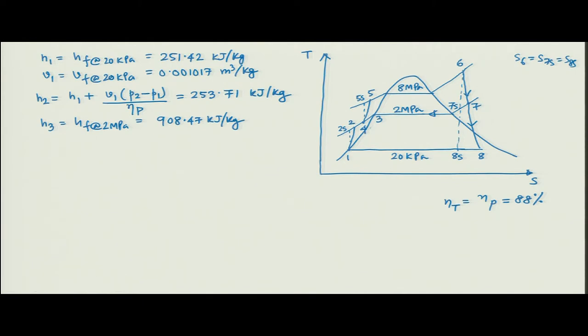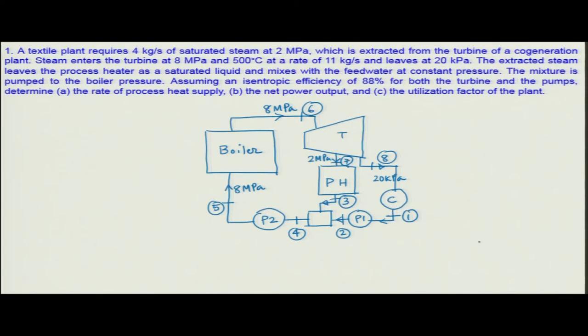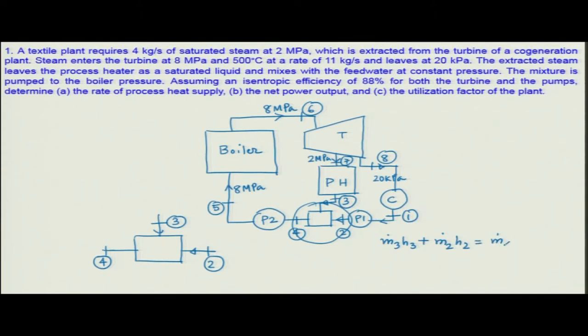Okay. So, now we have to find state 4. For that we have to consider the mixing process. If you look at the mixing process here, this is the mixer where we are supplying feed water at station 2, which is mixing with the saturated water at 3, and it is coming out at state 4. So, state 4 is basically a subcooled state, and you can calculate the enthalpy for this state 4. For that we have to do the energy balance across this heater. You know that the energy in is equal to the energy out, so I can write that m3 h3 is coming in, m2 h2 is another stream, and what is going out is m4 h4.